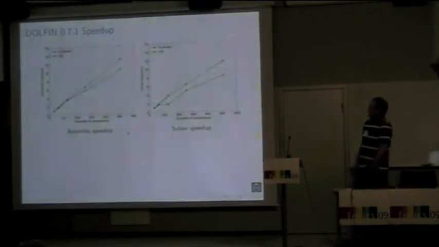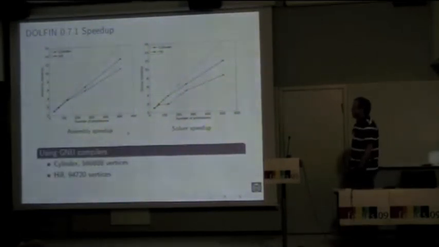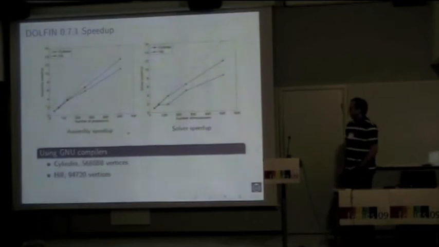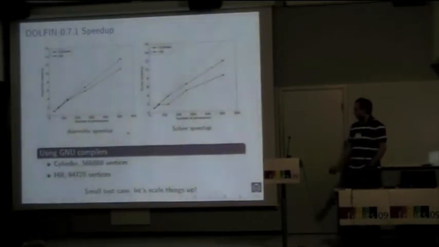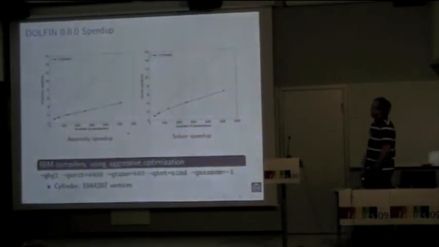Okay, so this is basically what I had after my master thesis: linear speed up almost up to 512 processors. Perfectly. This was with GNU compilers, and actually a pretty small test case, 500,000 vertices. But still, nice results. So now when I have cleaned up the code, it actually compiles with the IBM compilers. So we scale it up. And now it's terrible.